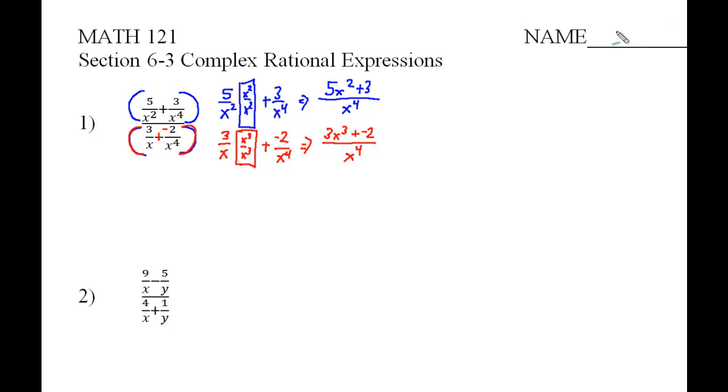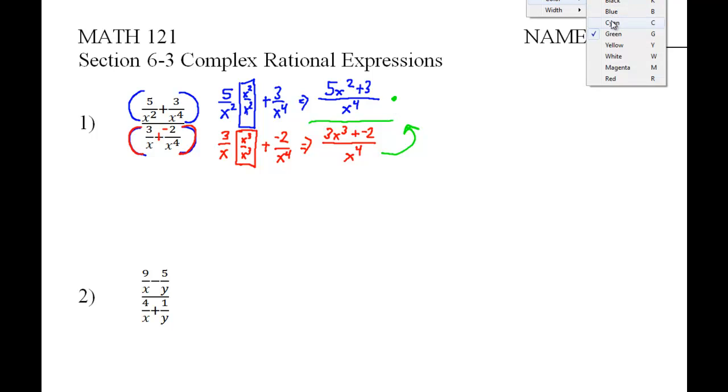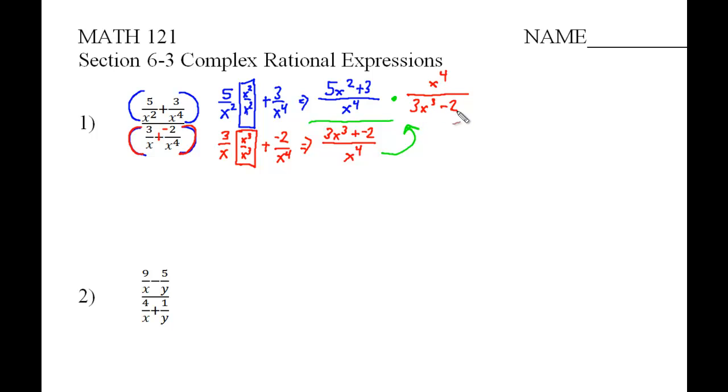Now using the color green, I will show you that these are still fractions that are above each other. So this is above this. So what we're going to do is divide these two. Now dividing fractions, please don't cry. Just invert and multiply. Now when I move that up to multiply it, and I'll put the multiplication symbol here, I'm going to change it back to red and show you that this fraction does flip. So this becomes x to the fourth in the numerator, and this becomes 3x cubed minus 2 in the denominator.